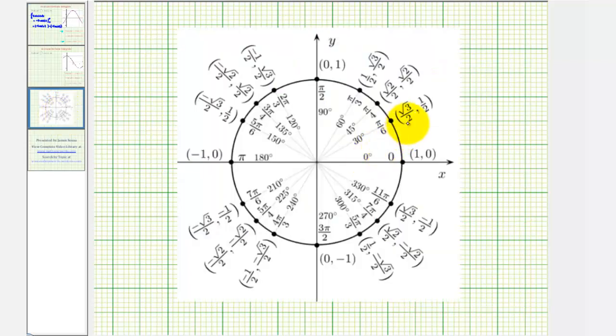Remember, on the unit circle, cosine theta is equal to x. So notice here at pi radians, the x-coordinate is negative 1, verifying cosine pi is equal to negative 1. And here at 0 radians, notice how the x-coordinate is positive 1, verifying cosine 0 is 1.